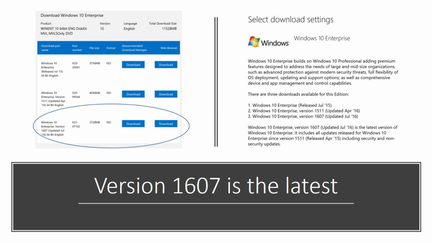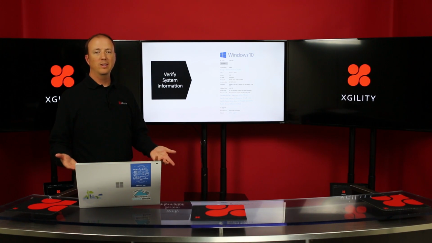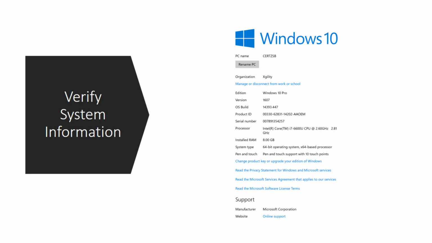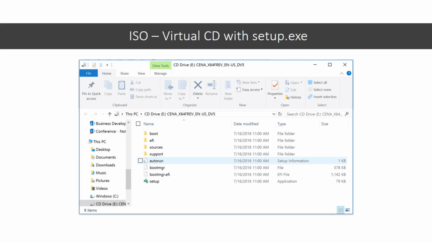In this case, this is 1607, and it was updated last July of this year. You want to choose 32-bit or 64-bit. Who knows? How do you find out? If you go to your Windows 10 system information, you can find out this one's a 64-bit operating system. So choose the right operating system for your hardware.